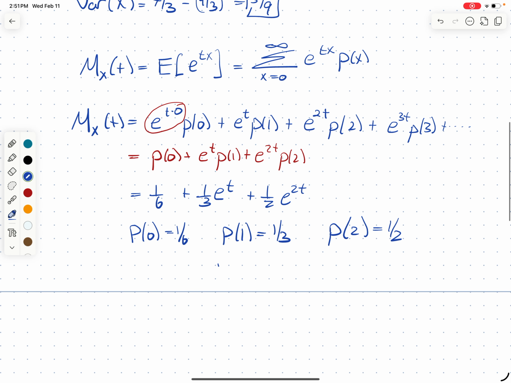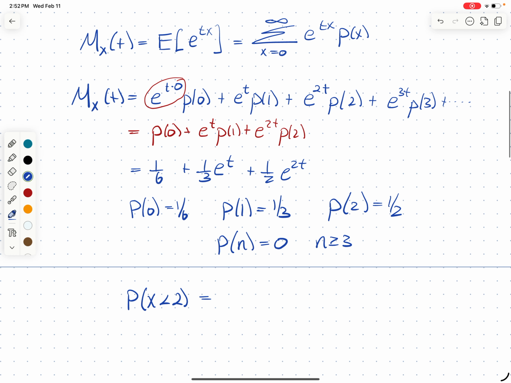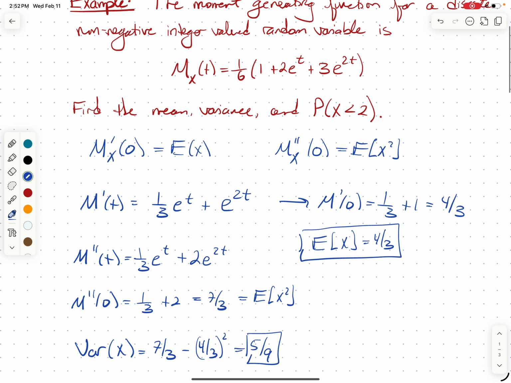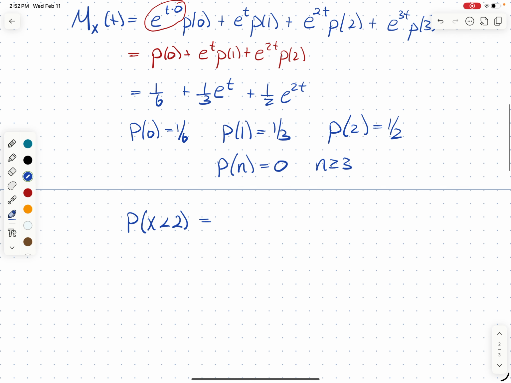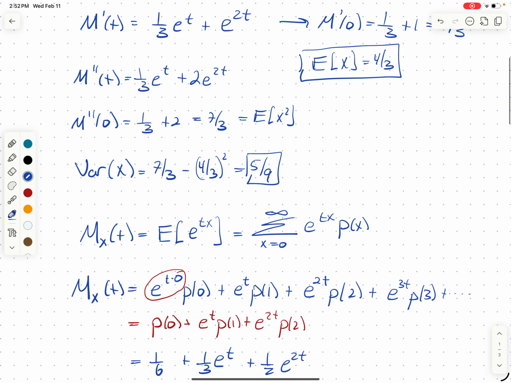And in fact, you can tell me the probability that x is n, that's 0 whenever n is greater than or equal to 3, because there are no more. They're zeroed out. And so now when we want to talk about the probability that x is less than 2, then I'm simply going to get a sixth plus a third, which is exactly a half. All right? So that's how you can work those out using the moment generating function.